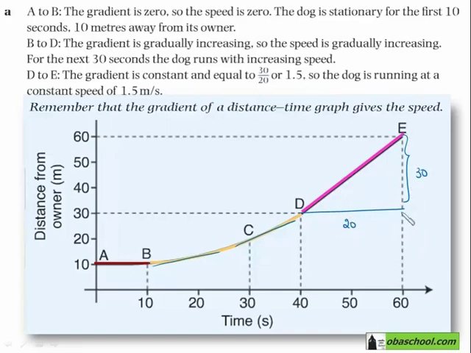So if we divide the rise by the run, which is 30 divided by 20, we get 1.5 meters per second, which is constant throughout the points D to E. So the gradient is constant and is equal to 30 divided by 20, which is 1.5. So the dog is running at a constant speed of 1.5 meters per second. Therefore, if the line is horizontal, then the gradient is equal to 0. This means that there is no movement and no speed. The increasing curve means that the gradient is increasing and the speed is increasing as well. The straight line means constant gradient and thus a constant speed.